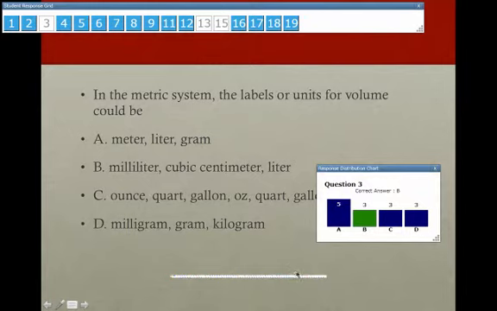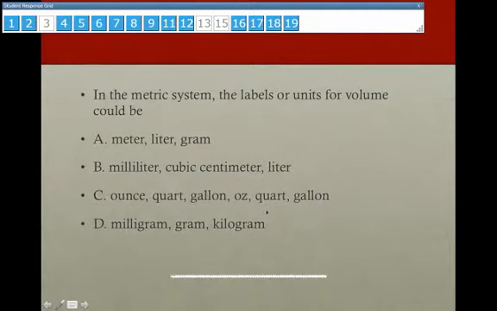Not volume. It's not as bad. They're all metric, but they're not. Oh, was it? What'd you put?